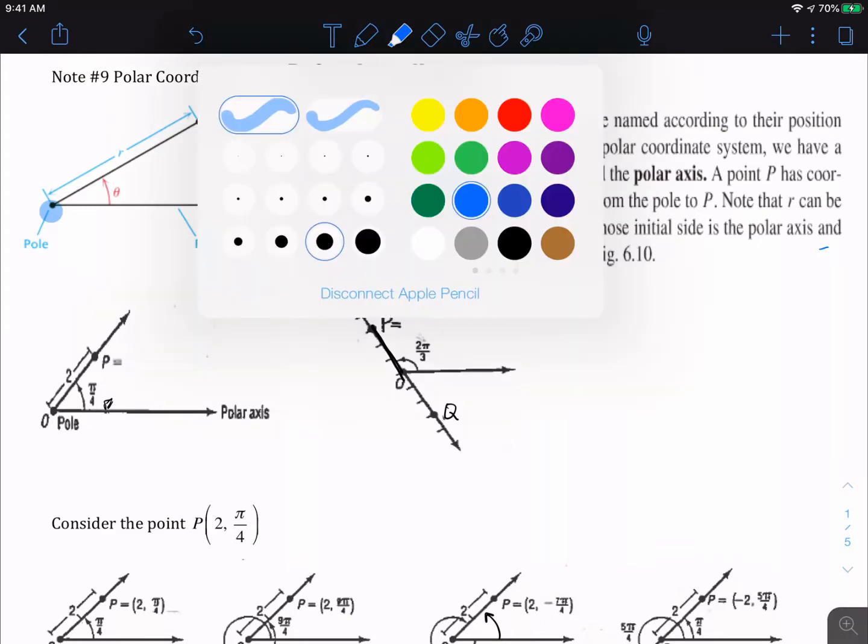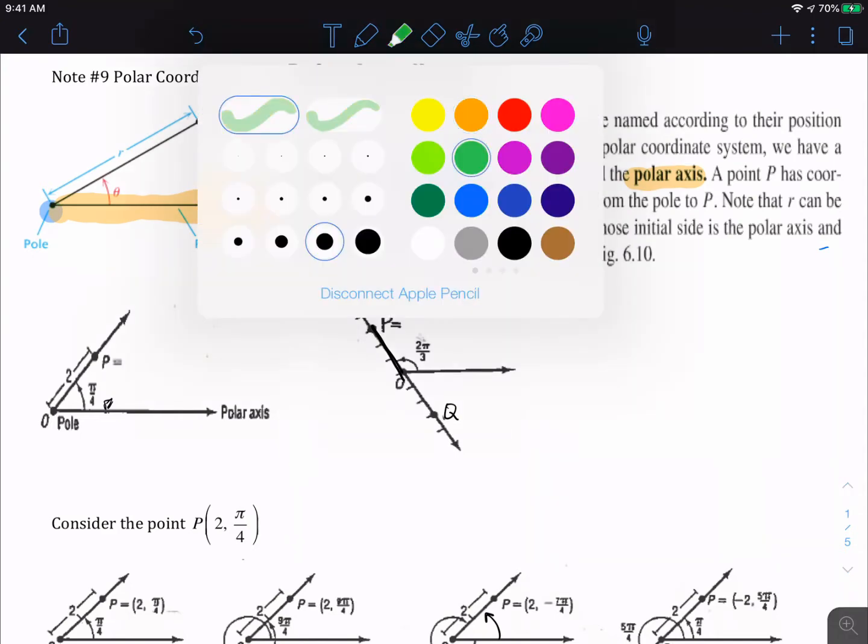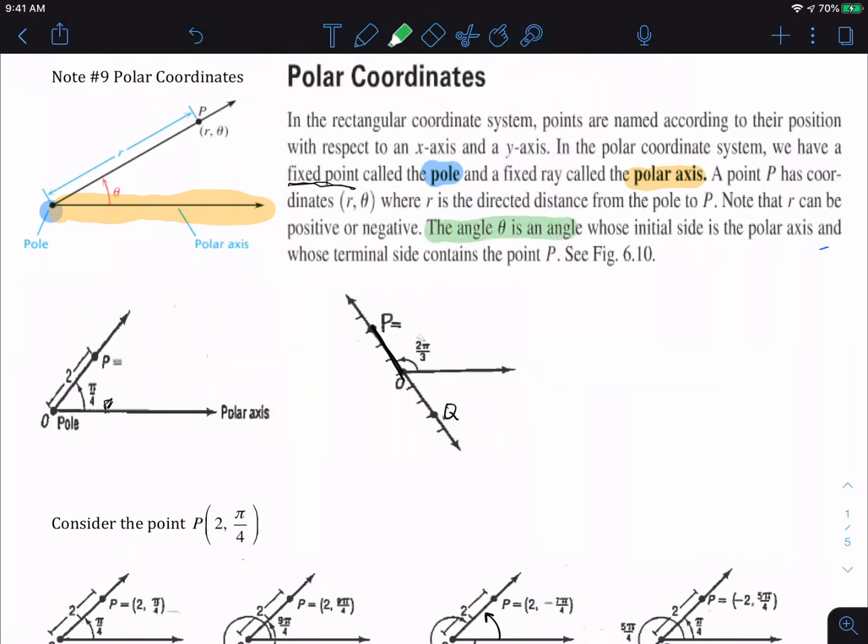And then the other thing that we need to talk about is the polar axis. The polar axis is this guy right here, and it's always fixed. It's like the x-axis. It's the start of the angle, whether we rotate counterclockwise or clockwise. And then the angle that's created is done this way.